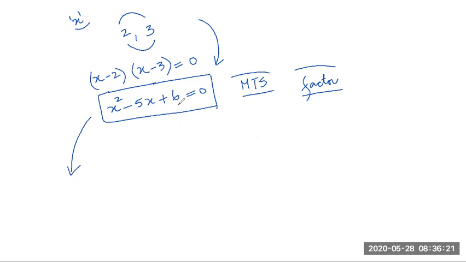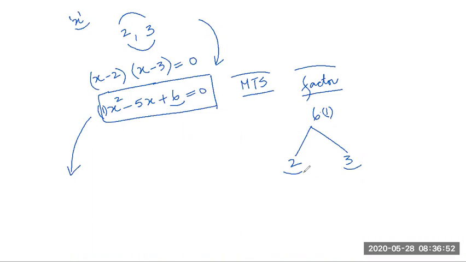What do you do? Think about the constant term. The constant term is 6. Multiply the constant term with the coefficient of x squared. In this case, it is 1. So 6 into 1 is 6 only, right? Now, do the factorization of 6. We know it is 2 and 3. Had the constant term been minus 6, I would have taken minus 6. It is 6. Now, the two factors of 6 are 2 and 3, right?